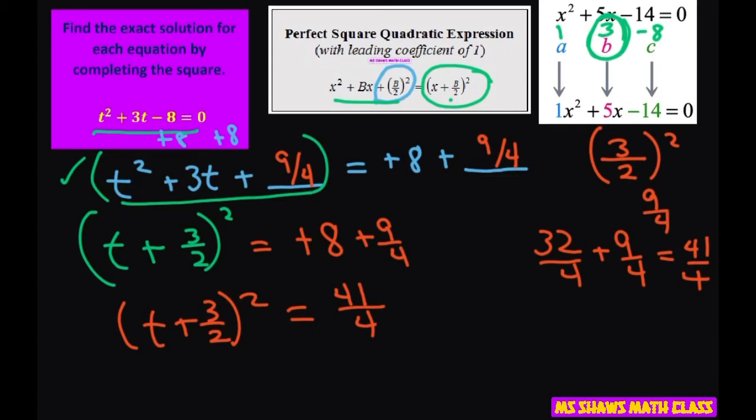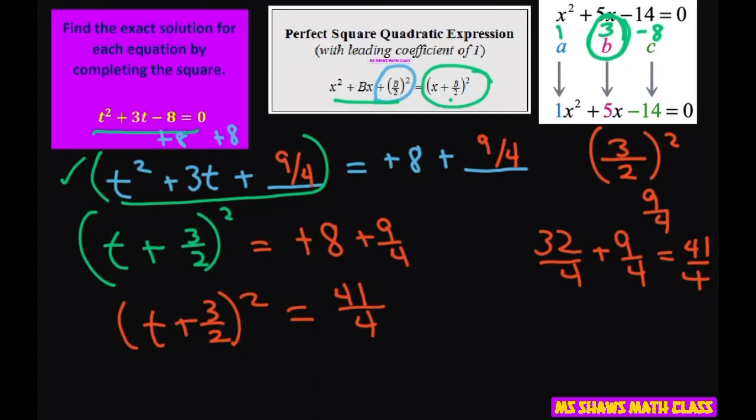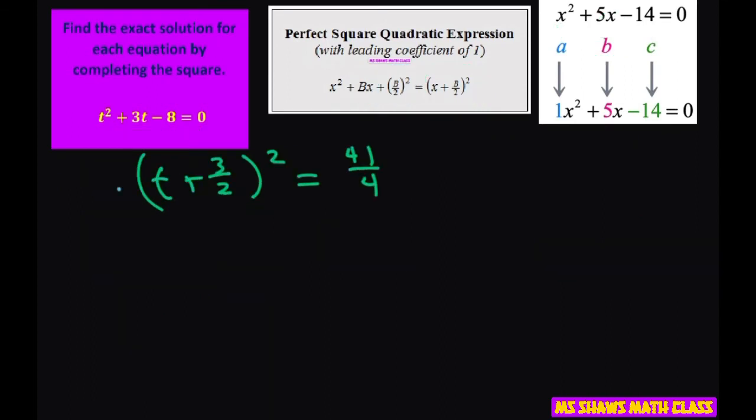All right, so let's do t plus 3/2 squared equals 41/4. Just double check. Okay. All right. Now we're going to square root both sides. Make sure when you do the square root, you get plus and minus.